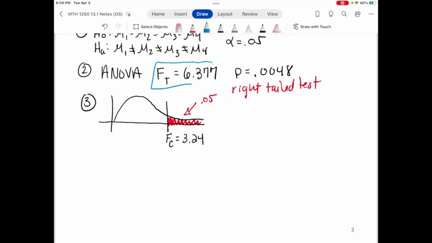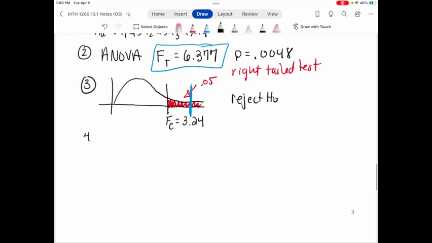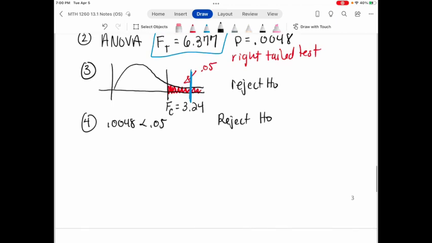Now, when we check that against our test statistic, 6.377 falls in that rejection region. So we're going to say reject the null hypothesis. For step 4, we're going to use the p-value, 0.0048. That's less than our alpha level. And whenever the p-value is less than our alpha level, we say reject the null.